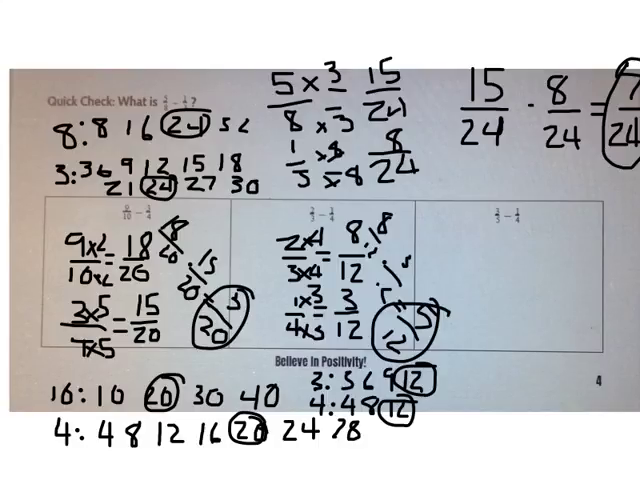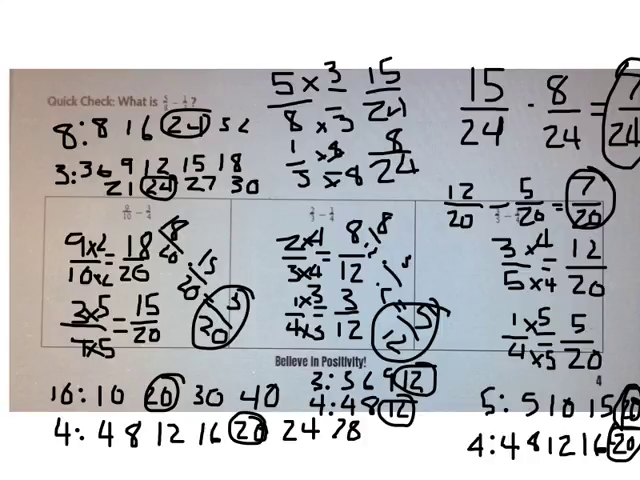The answer is 5/12. The least common denominator is 12. 2/3 is 8/12. 1/4 is 3/12. When I subtract them, I get 5/12. Now try the last problem. What's 3/5 minus 1/4? The correct answer is 7 over 20.